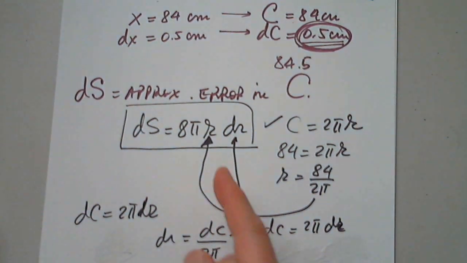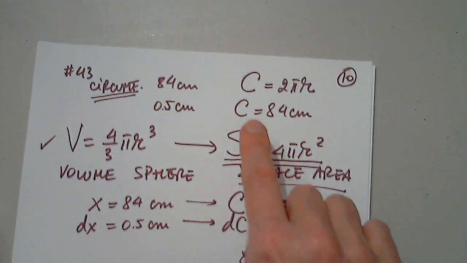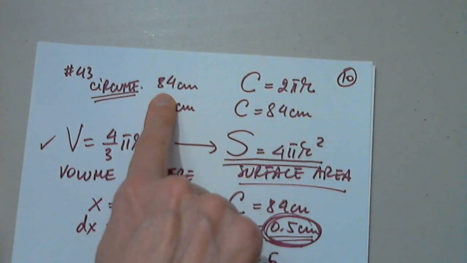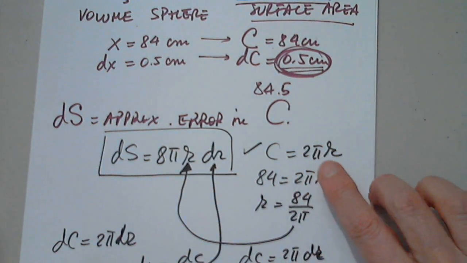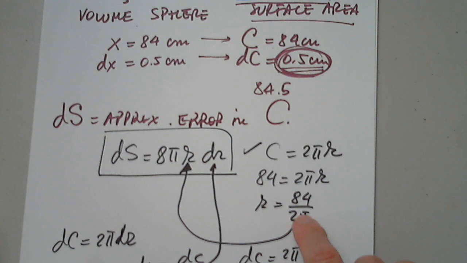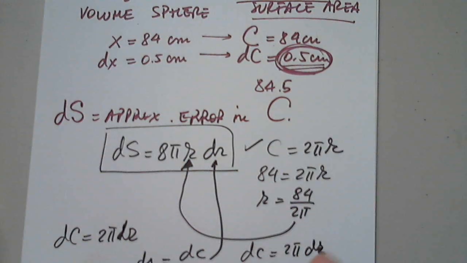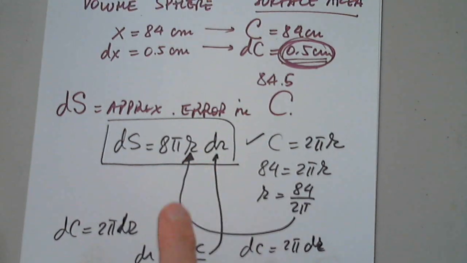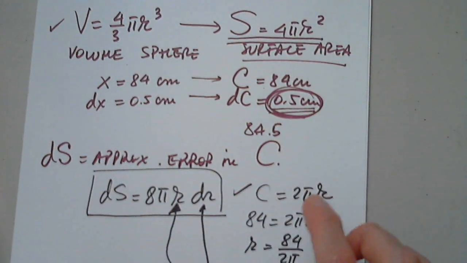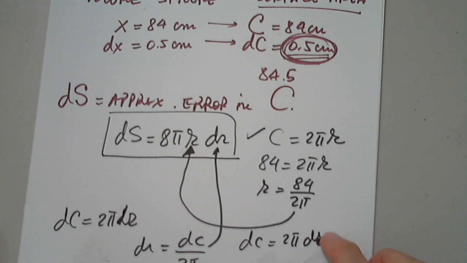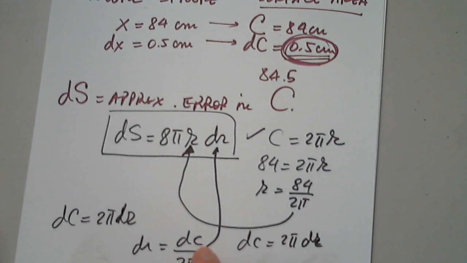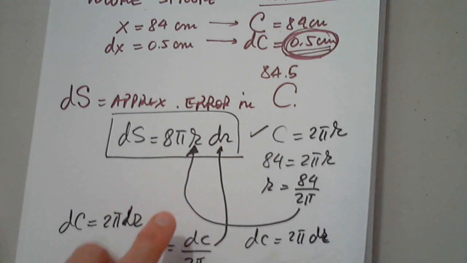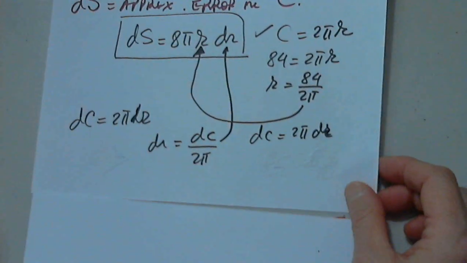Okay, so how do I determine the r? Well, I'm given that the circumference, which is 2 pi r, equals 84 centimeters. So c is 84, 2 pi times r, so I solve for r, 84 over 2 pi. And that's how I get r. But now I also have to get dr. So when I differentiate this now, I get dc equals 2 pi dr. So then dr equals dc over 2 pi. The dc is given to us. It's this tiny error of 0.5, and the denominator is 2 pi. So now we have all pieces, so we can put everything together to find the approximate error.